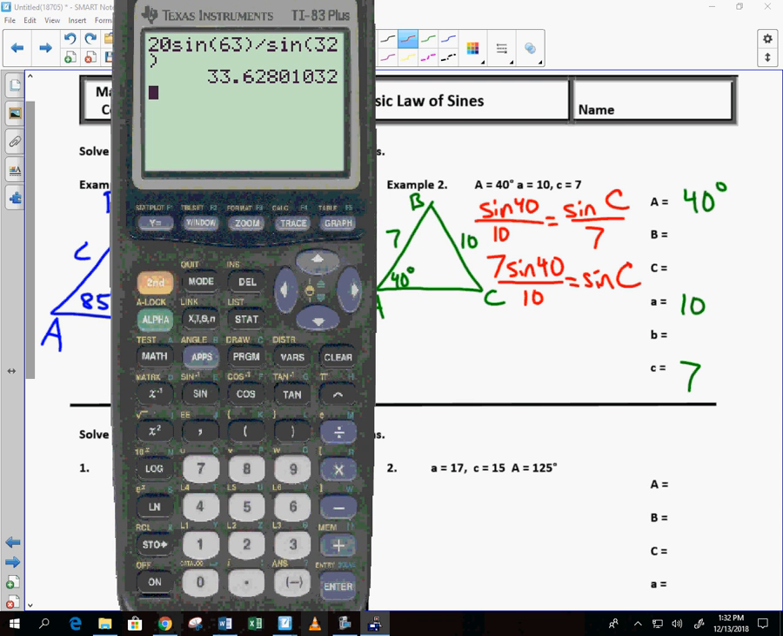I'll make that into a decimal. Let's figure out what that is. 7 sine of 40 divided by 10. And I get 0.44995. So 0.44995 is equal to the sine of C. Does anybody here remember what we do on our calculator to find an angle? The inverse. So instead of pressing sine, you press second sine. And you type in 0.44995. And you get 26.74.